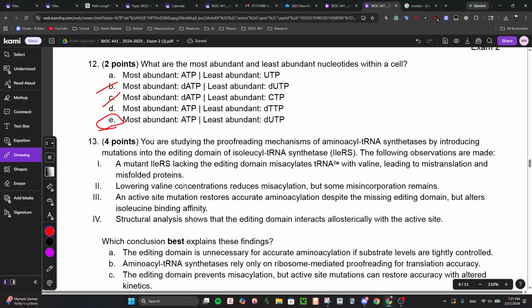But yeah. You're studying the proofreading mechanism. Okay, cool. By introducing mutations in the editing domain. Okay, editing domain. Which of the following observations are made?